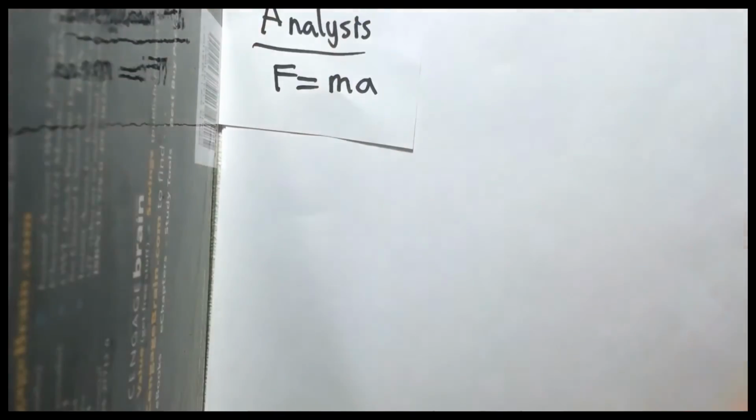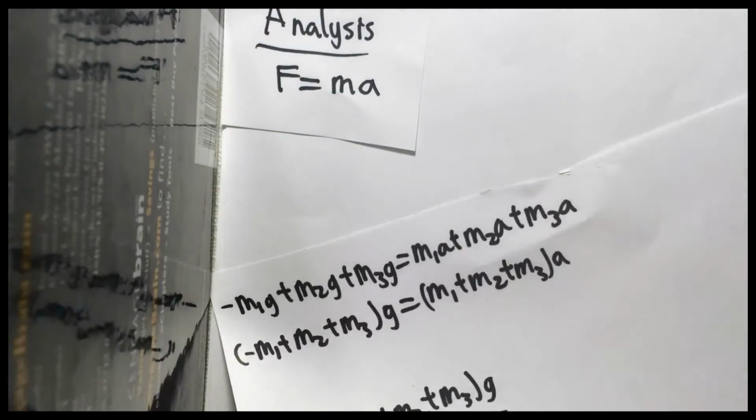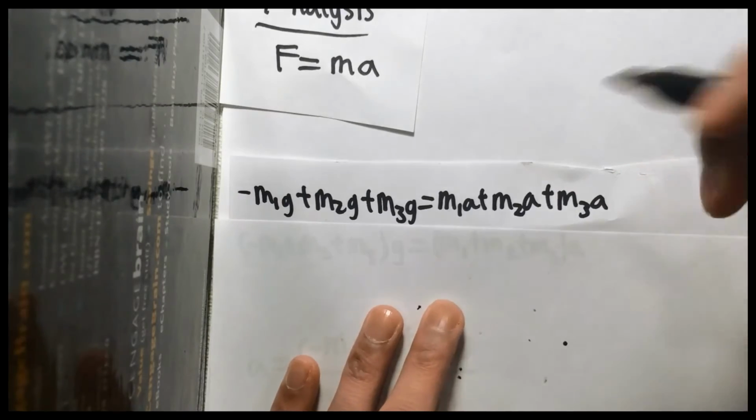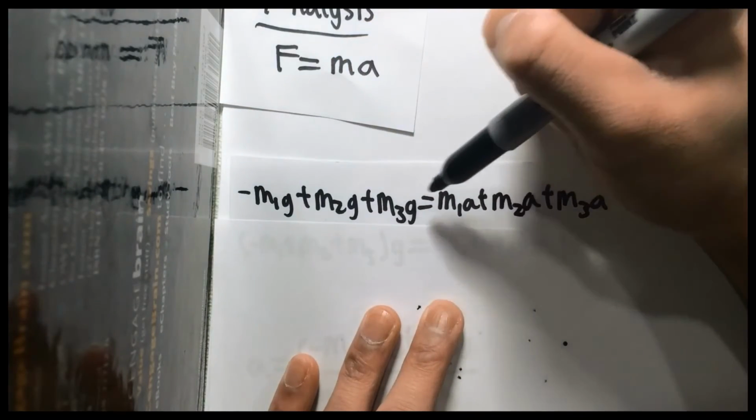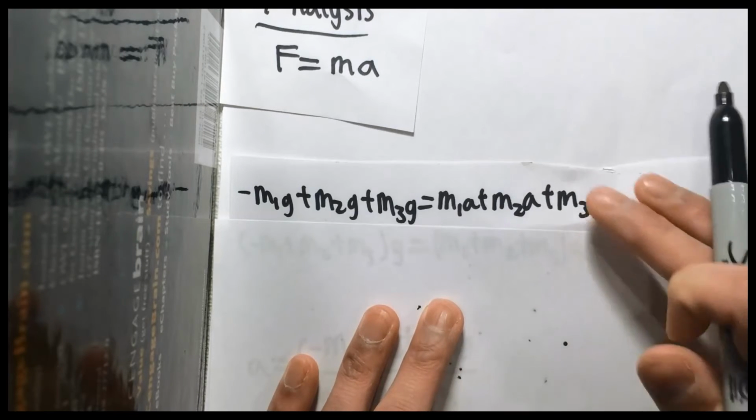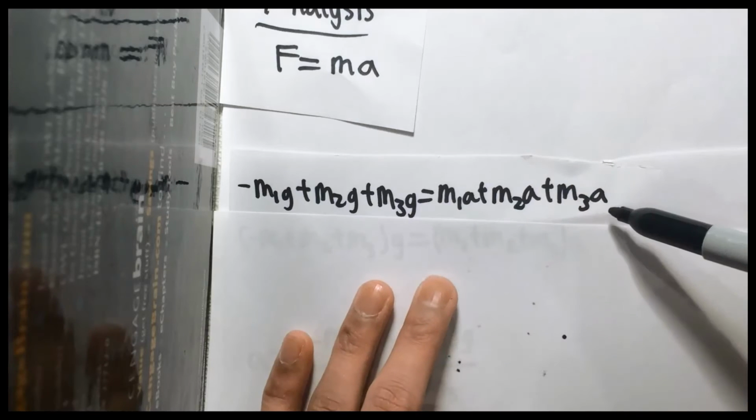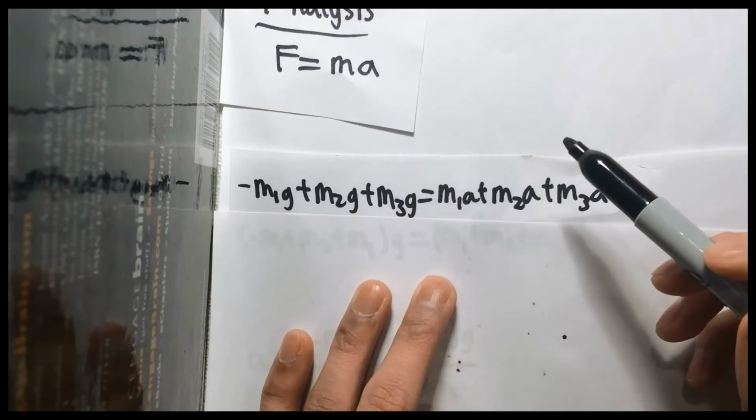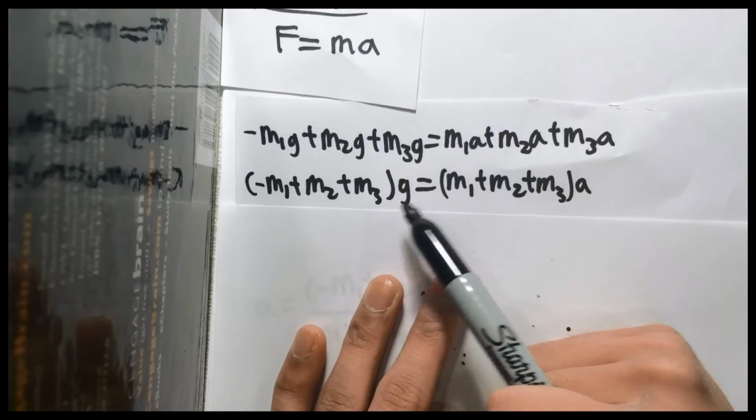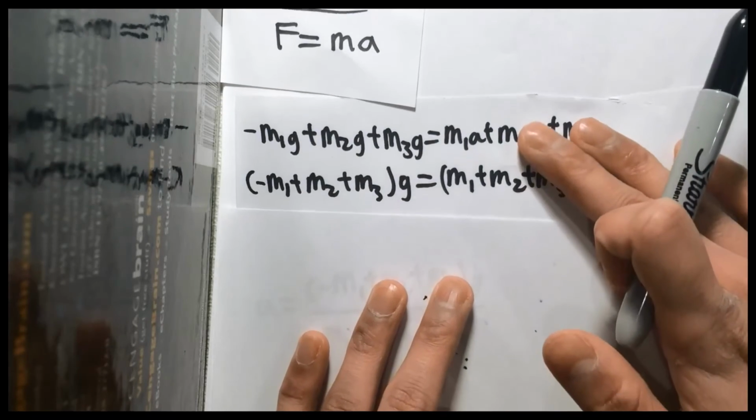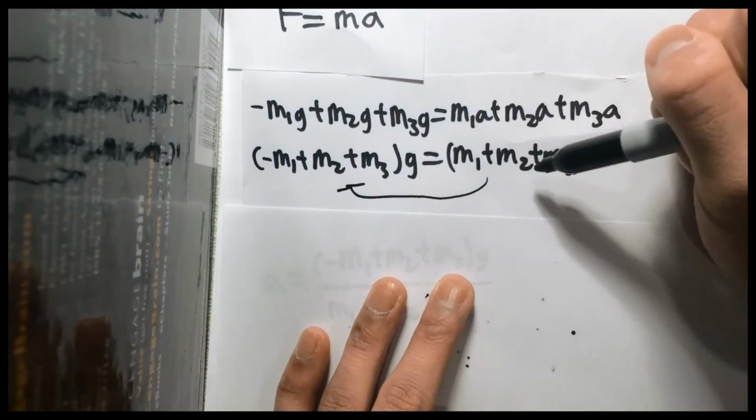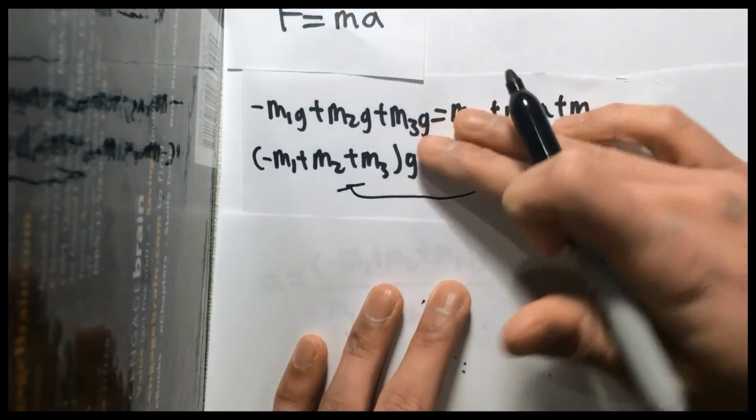So when we combine them together, what we're going to have is actually negative M1G plus M2G plus M3G equals M1A plus M2A plus M3A. You may have seen the next step, but since we're solving for A, we can actually just simplify it really quick by factoring out our G from the left side and our A from the right side. And to isolate for A, we're just going to move this over here by dividing both sides by this. This will cancel out and this will end up at the bottom.